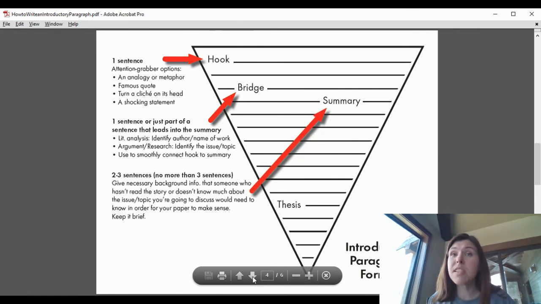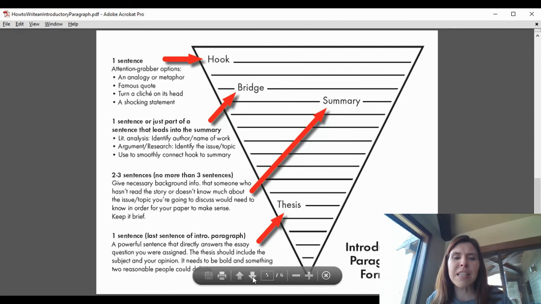So our summary is just 2 to 3 sentences, no more than 3. That's too much. That gives the necessary background info for someone who doesn't know much about the argument topic that you're debating. It's going to include information that your reader would need to know in order for your paper to make sense. So you'll want to keep it brief, okay?